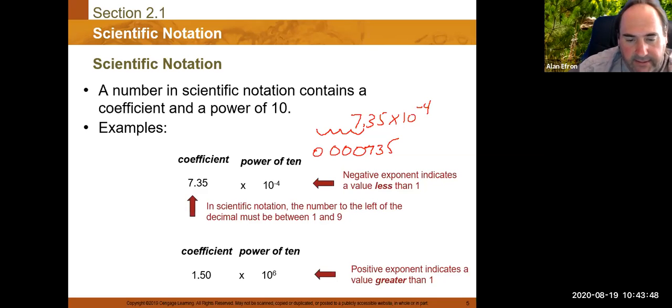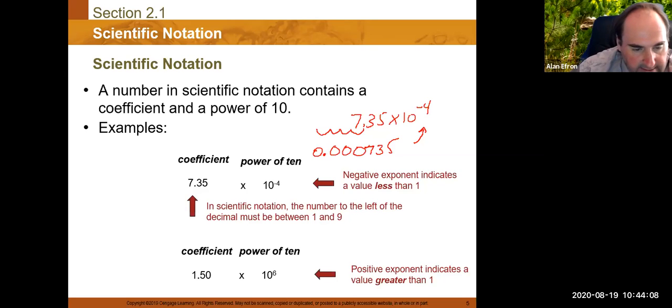And usually we like to put a 0 in front of the decimal point, so this would be 0.000735, which is the same as 7.35 times 10 to the minus 4. So again, with a negative exponent we move the decimal to the left. If it's positive, we go to the right.